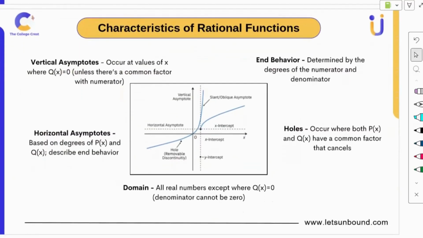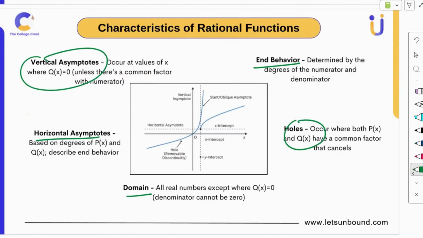In this particular video, I'm going to cover the domain, end behavior, and horizontal asymptotes. For vertical asymptotes and holes, we will have a separate video that's coming up. So, domain is all real numbers. Domain means the possible input values. Of course, the denominator should not be 0, so all real numbers except where Q of x becomes 0. That's it. So exclude those values.